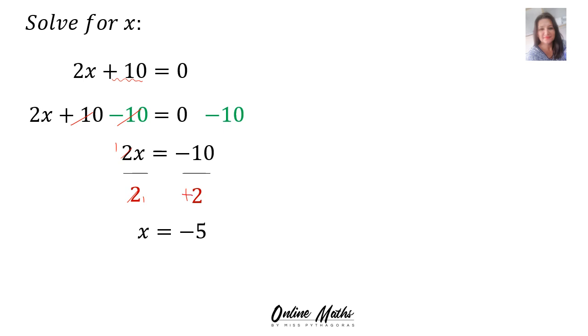So I can say a minus divided by a plus is a minus, and then 2 goes into itself once, 2 goes into 10 5 times, and the answer is x equals -5.